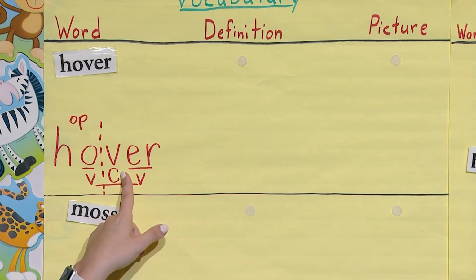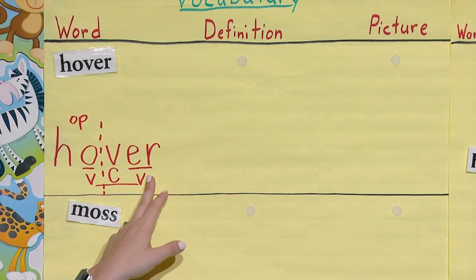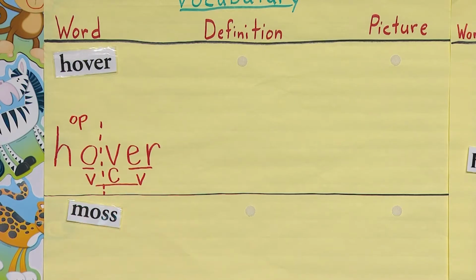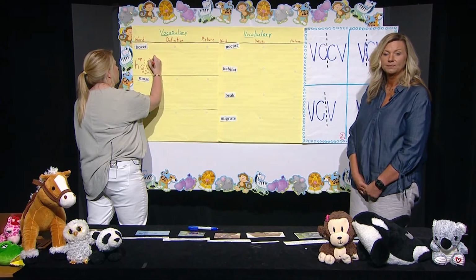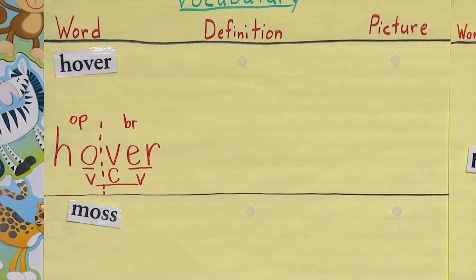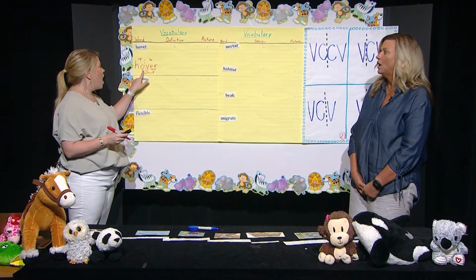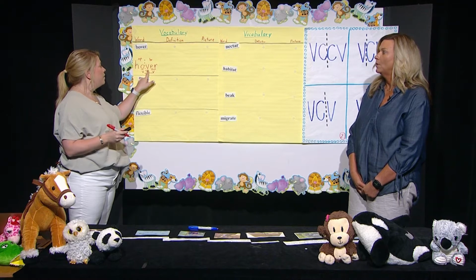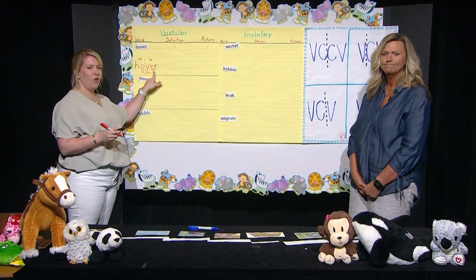That's right. The second syllable is R controlled. Like Miss Tammy mentioned earlier, ER together will make one welded sound. Boys and girls, can you help me label this? We're going to put BR for bossy R, and now we're going to attempt to blend. Do it with me. O, ho, ver, hover, hover.